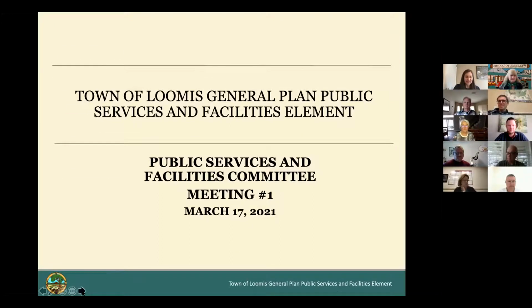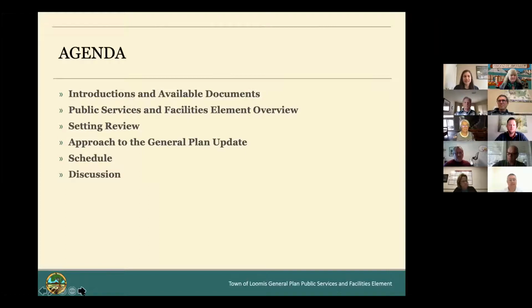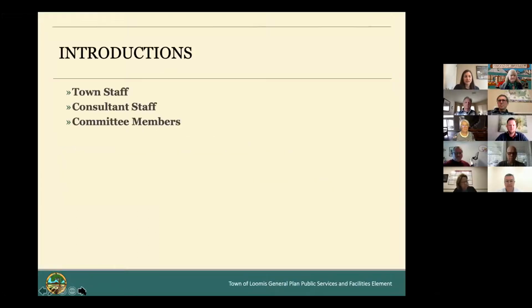Welcome, and let's get started. So here's our agenda for today. We'll go over introductions and available documents, the overview of the element, the review of the setting, basically our approach to the general plan update and things that we should be thinking about as we review the existing element, the schedule, and any discussion items anyone may have. So introductions, I think we have past this point. Mary Beth has introduced herself and myself as a consultant staff. Would the participants care to introduce themselves?